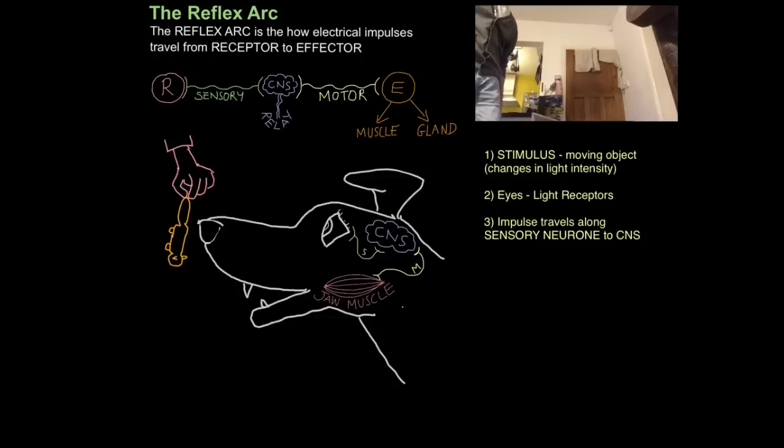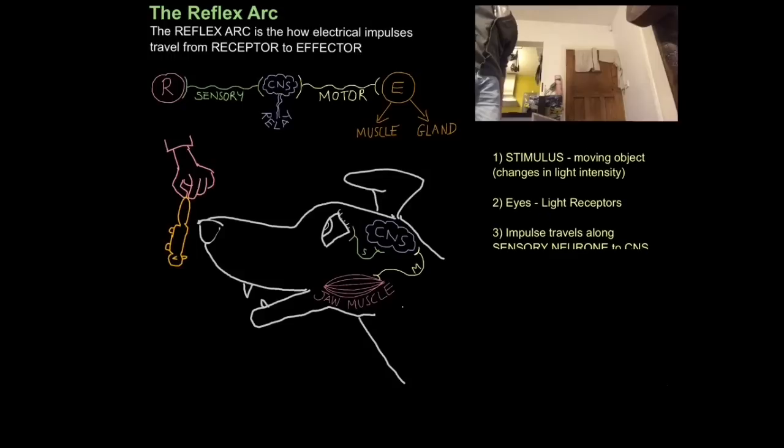The impulse will then travel along the sensory neuron to the central nervous system, in this case the brain or the unconscious part of the brain. So from receptor along to sensory to the central nervous system where we have our relay neurons. Once in the central nervous system, relay neurons will transmit the electrical impulse to the motor neuron. So a relay neuron in the central nervous system transmits the impulse to the motor neuron.